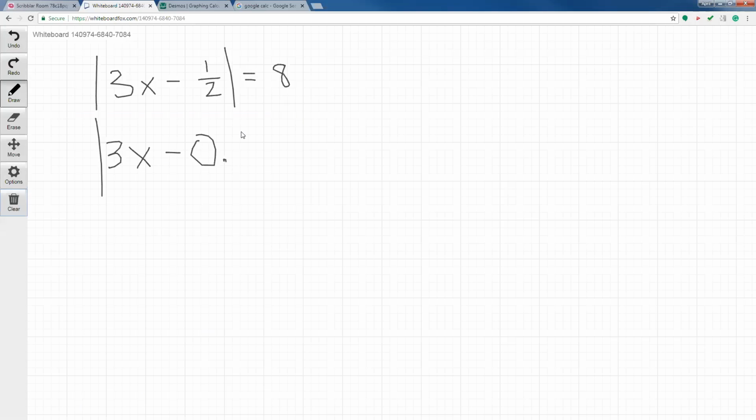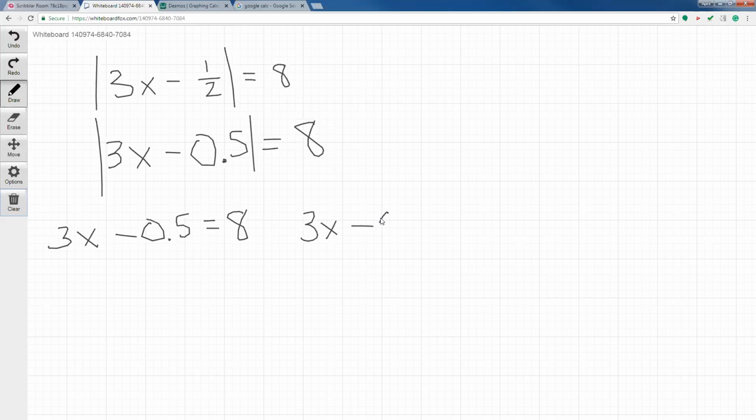So instead of 1/2, we changed this to our decimal, so it's a little easier to work with. Now this absolute value stuff comes into play. We're going to split it into our two options. This time, instead of having a 4 on the right, we have an 8 though. So our first option is just the 8. One of the options is you're 8 spaces away from 0 at positive 8.